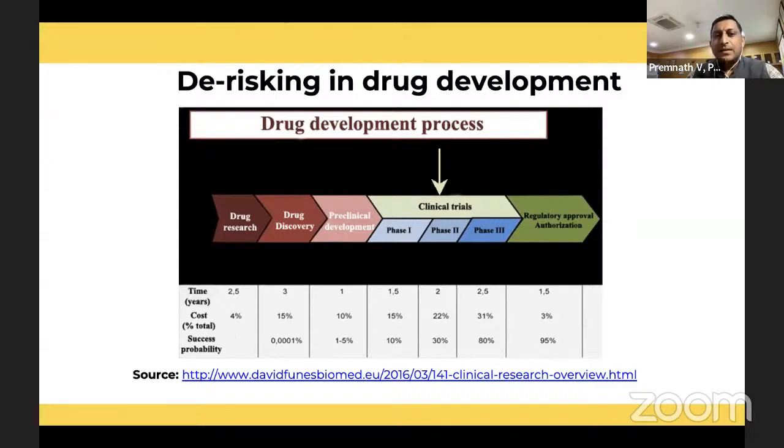In this chart, you can also see rough numbers on where costs might be incurred, what the success probability is at each stage, and how much time it takes at each stage. So clearly in drug development, it's a long process, with considerable risks and considerable investments. But you'll notice that much of the investment happens towards the clinical trials stage, and the success probability is improving dramatically at that stage as well. So you're progressively de-risking it.